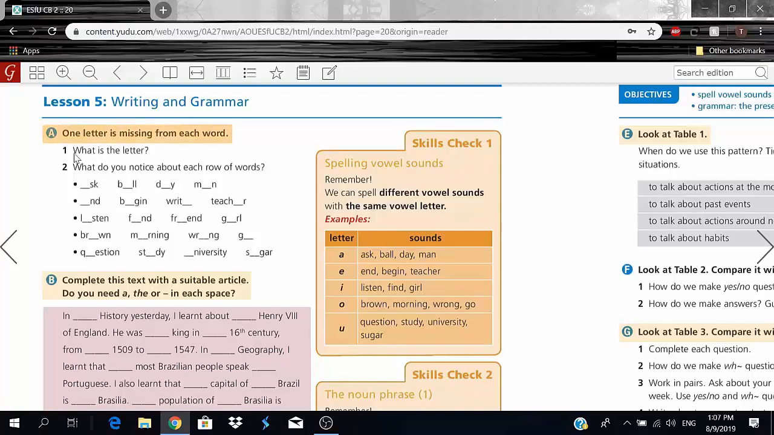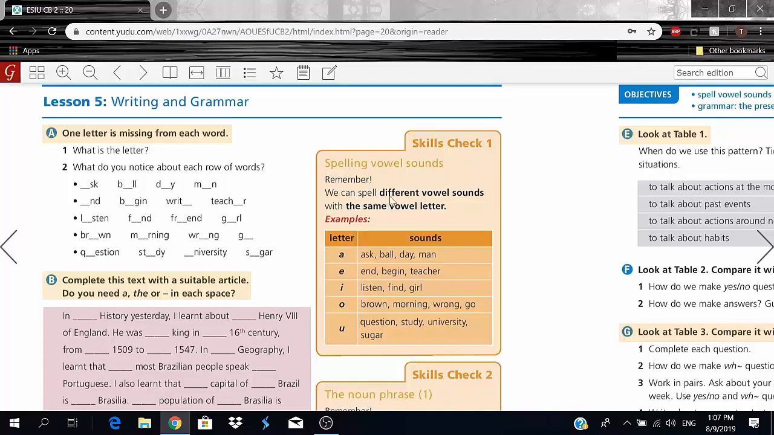Now let's move on to lesson 5, writing and grammar. Here we have exercise A. One letter is missing from each word. What is the letter, and what do you notice about each row of words? So actually, before we do that, let's hop into the skills check 1 here. You guys remember spelling vowel sounds? We talked about this before, and basically all the letters in English, not just the vowel sounds, but we're going to be focusing on the vowel letters here.